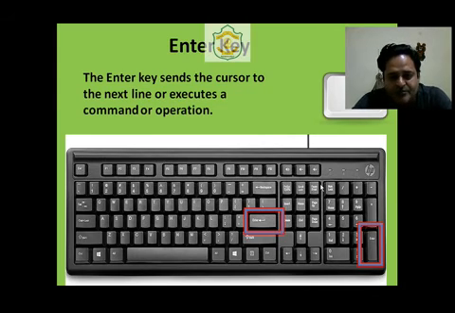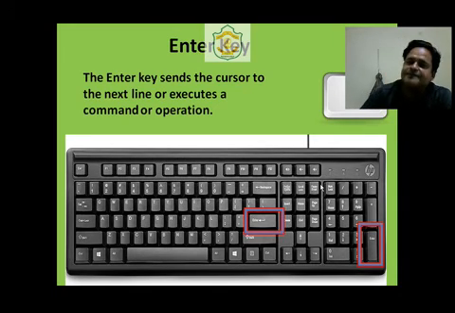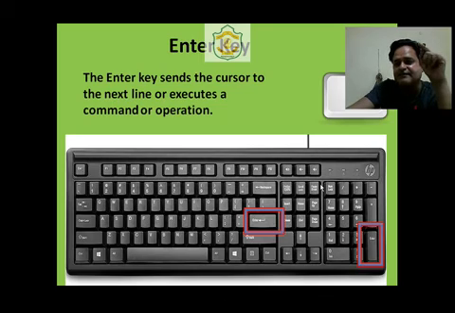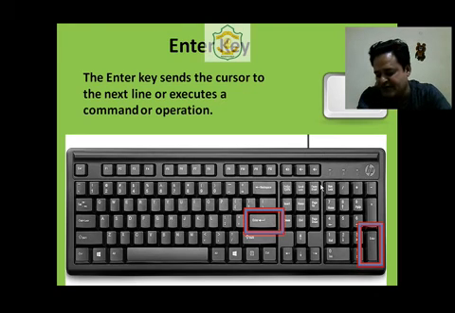In our keyboard we have two enter keys. I have highlighted both the enter keys which are available in our keyboard. They always have an icon of an arrow mark which goes upward and then bends to the right, as you can see. That indicates the arrow moves to the next line, the beginning of the next line. So these are the two enter keys which we have in our keyboard.